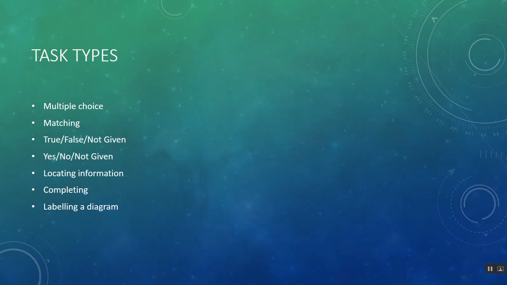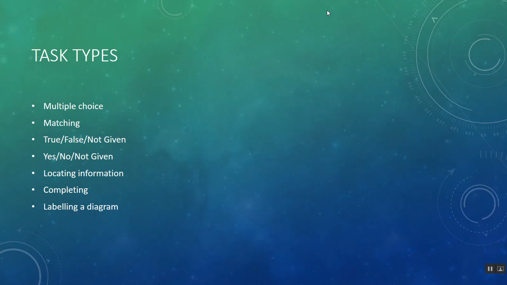In some of these task types, for example, the completion of the sentence or the completion of the flowchart, you are given a maximum number of words to use in your gaps. Another type of exercise that you may find is labeling a diagram. You are given a diagram or a machine or a building, and you are asked to label the diagram or the picture with the captions given.